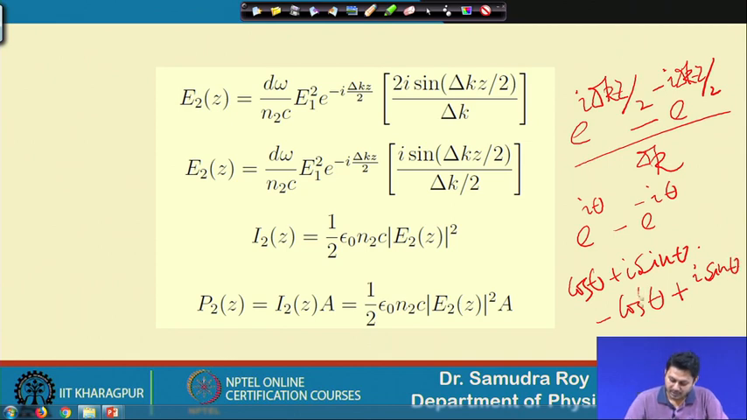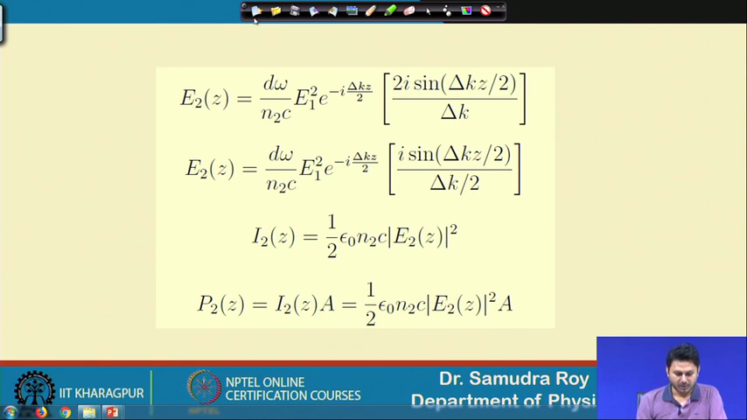So, this cos theta term will cancel out. We will eventually have 2 i sin theta term. So, here we have 2 i, and theta in this notation is delta k z by 2, so we will have 2 i sin of delta k z divided by 2, divided by delta k. That is the term that we have when we derive these things. Okay.